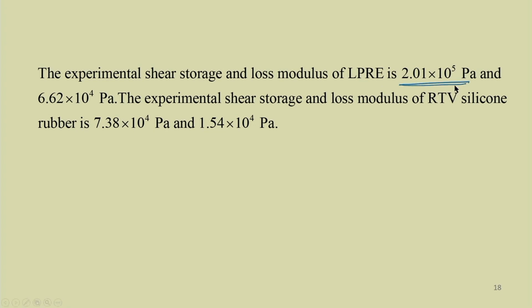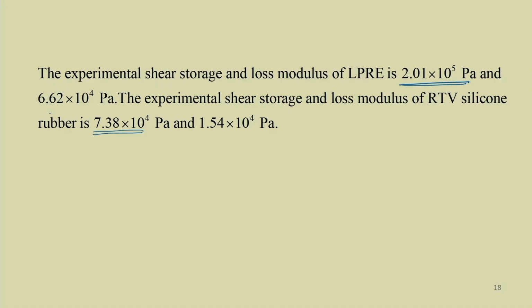So, you just see for Leptodenia pyrotechnica it is 2.01 into 10 to the power 5 Pascal, but for RTV silicon it is 7.38 into 10 to the power 4. So, 7.38 into 10 to the power 4, and it is 2.01 into 10 to the power 5. So, that is almost 3 times. So, by putting this Leptodenia pyrotechnica powder, we have increased the strength of the sandwich panel or sandwich plate by 3 times, or the core material strength can be increased by 3 times.